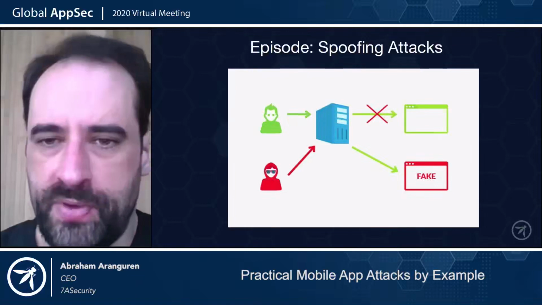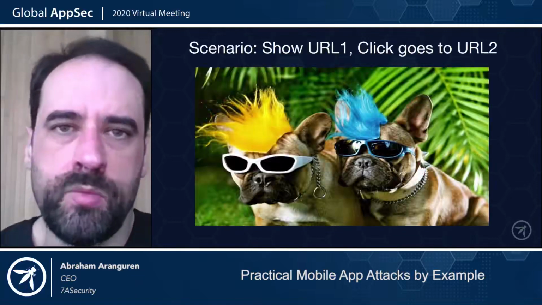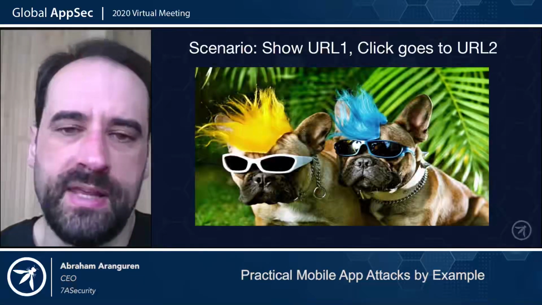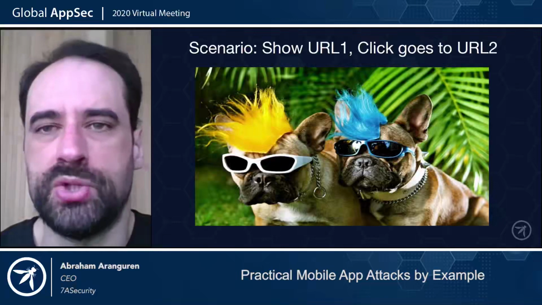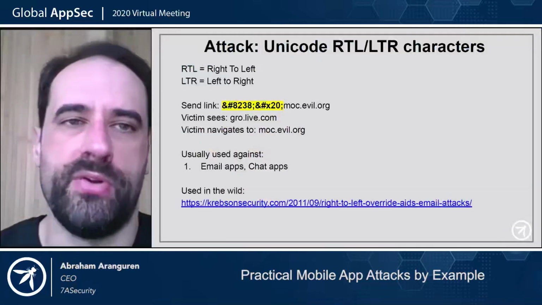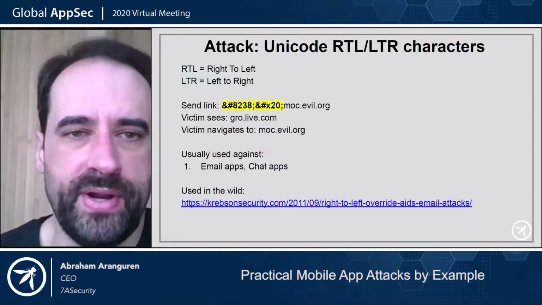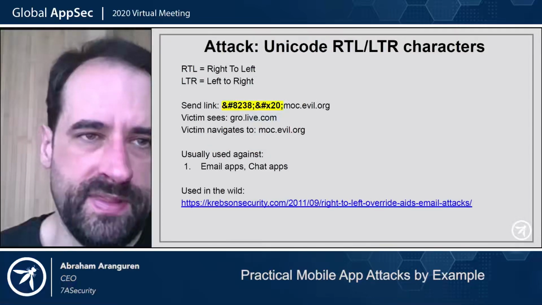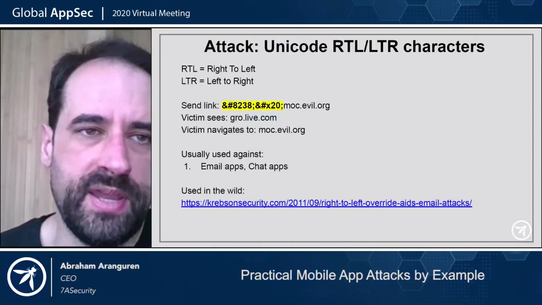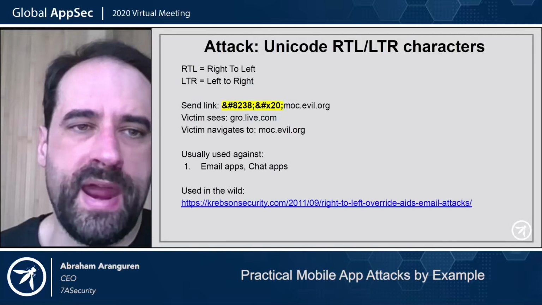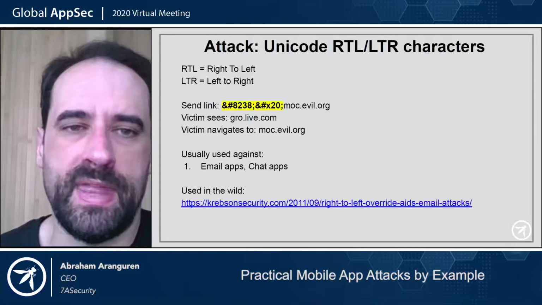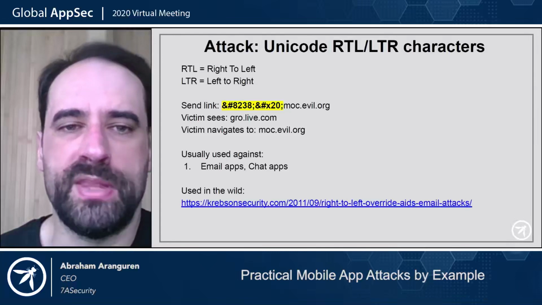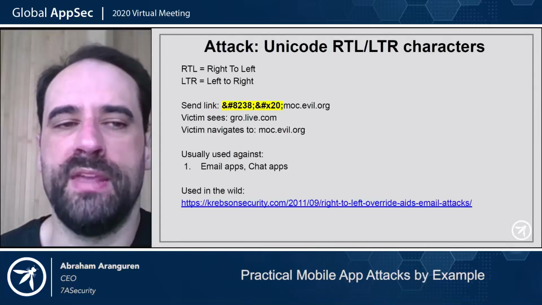And then for spoofing attack, right? Spoofing attacks are basically similar to the copy pasting, where you show one URL, but the click goes to another URL, right? So we have, for example, these special characters, right to left and left to right. So we can use these special characters here and we send a link like this, right? And then the application is going to be helpful and say, oh, this is a domain, so I have to put a link for this.